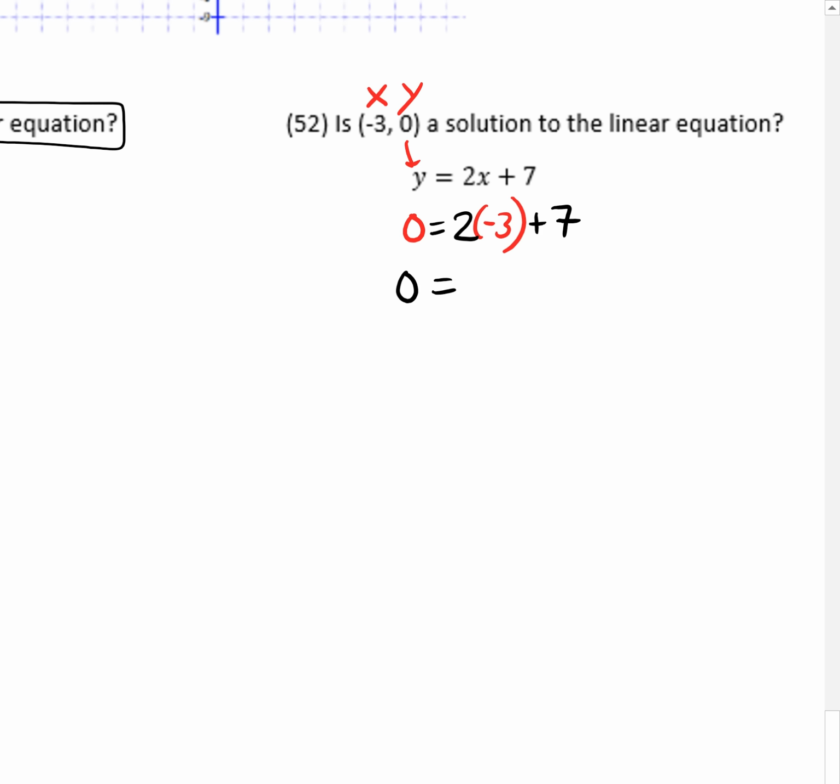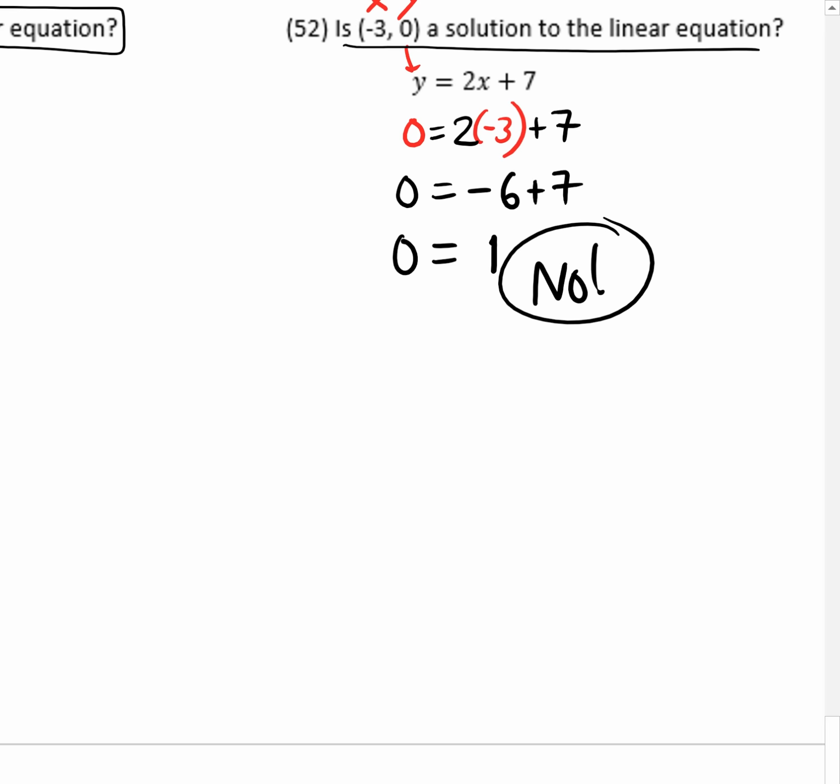But everything else stays the same, equals 2 times that plus 7. So 0 equals, that's negative 6 plus 7. Nope, those do not add up to 0. It's a no. That means this guy is not a solution to that linear equation. No!